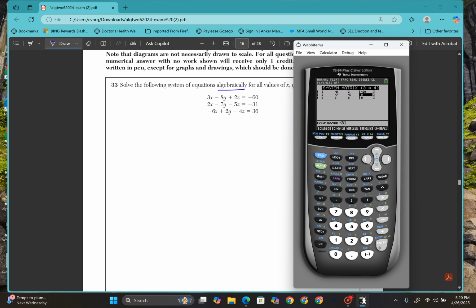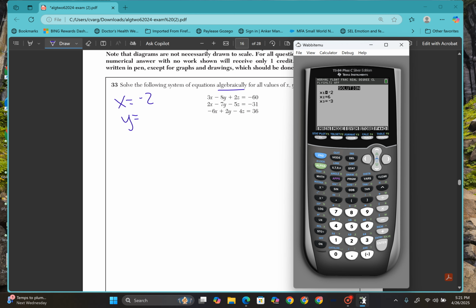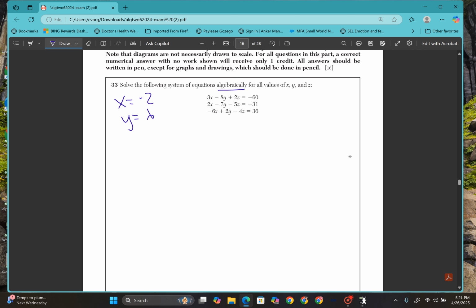-31, cool, and then -6, enter, we're going 2, we're going -4, make sure you plug it in correctly, hopefully I did, and then you're going to hit solve, which is graph, and you get your answers. So x equals -2, y equals 6, and z is equal to -3. All right, so if you just did this, this would give you 1 point out of 4.